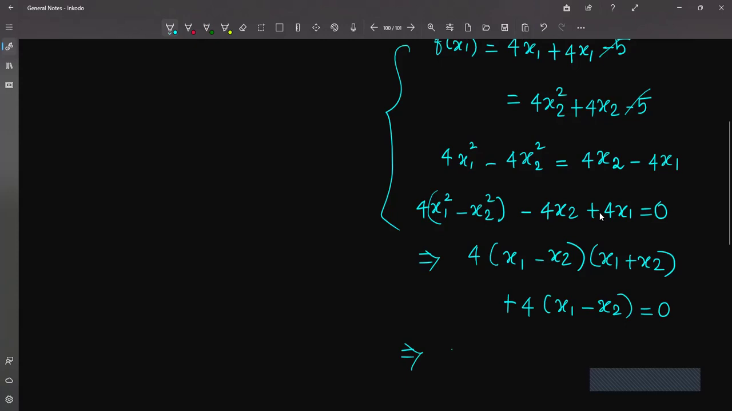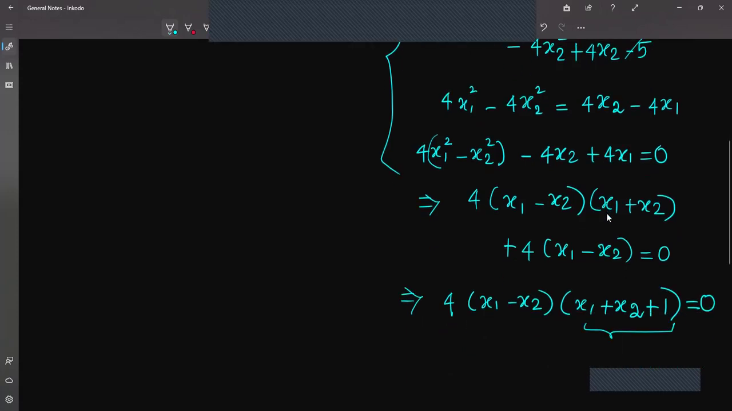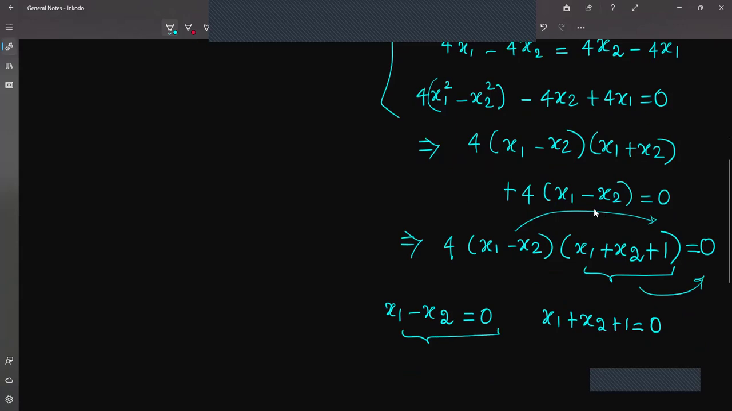So if you take 4 common out, and also this x1 minus x2 term common out, you will get x1 minus x2 into x1 plus x2 plus 1 is equal to 0. So x1 minus x2 is equal to 0, or x1 plus x2 plus 1 is equal to 0. Now look at this condition. x1 is equal to x2, and here it will be x1 plus x2 is equal to minus 1.